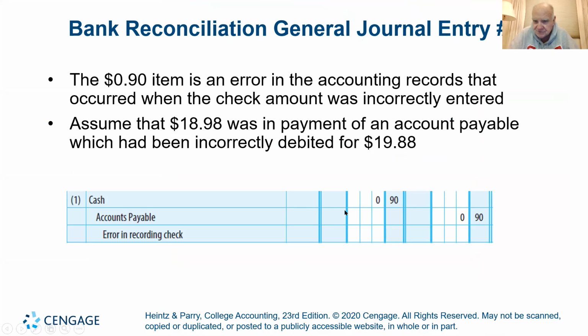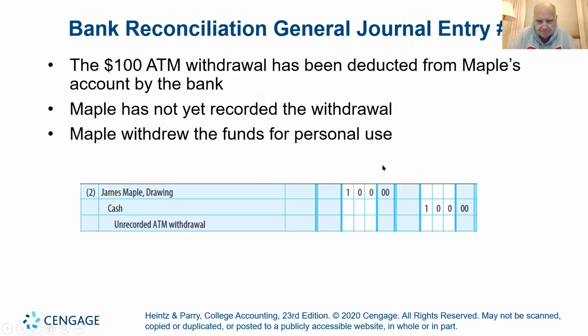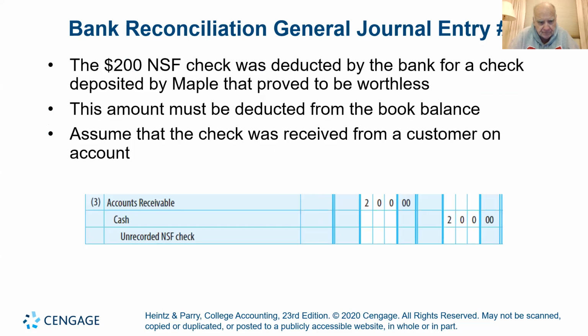Well, the 90 cents, what happened was when they paid that money out, they credited cash, it looks like, and debited accounts receivable. We realized we debited too much to accounts receivable, so we're going to credit that back and give us back the 90 cents. Okay. The drawing, the owner took money out. We found out it was a drawing, and now we record it.